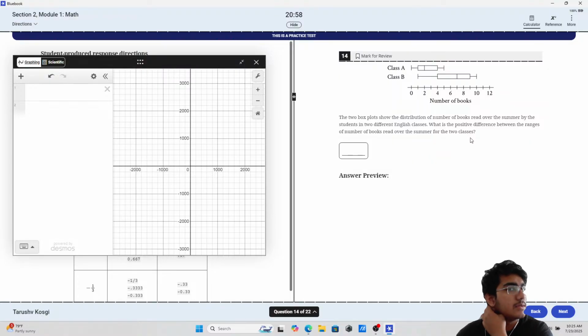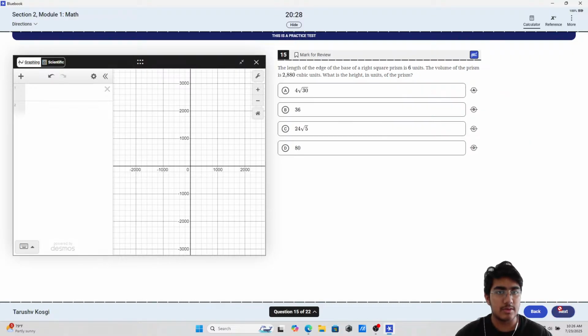Box plots, hey. Two box plots show the distribution of number of books read over the summer by students in two different English classes. What is the positive difference between the ranges of books? So the range here is from 1 to 10, and the range here is from 0 to 5. So 10 minus 5, it's 5. That's how I believe you compute this, but feel free to put in the live chat.